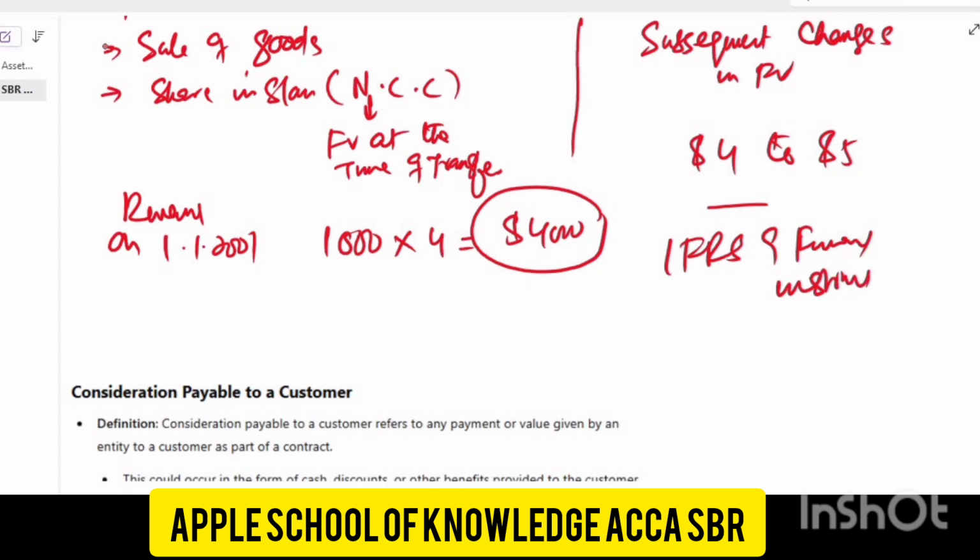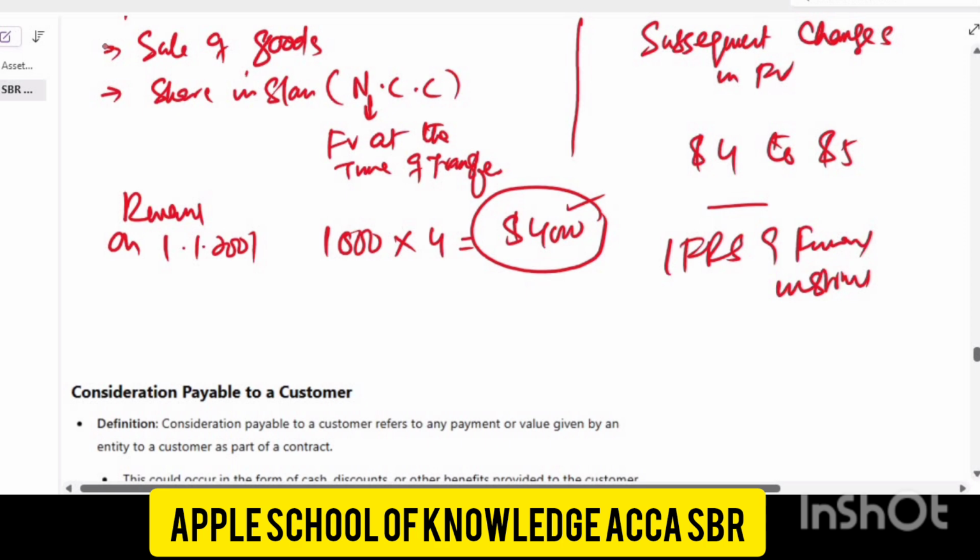Clear? So the revenue recognized for the year ending 31st December 2001 will be $4,000, and the subsequent fair value change, increasing from $4 to $5, should be recorded as a change in the value of the financial instrument that will be treated under IFRS 9 but not included in the revenue. Clear? Now let's move on.